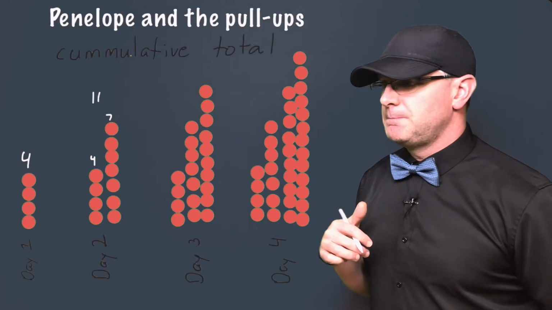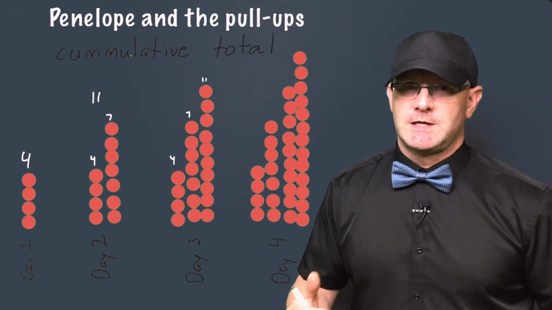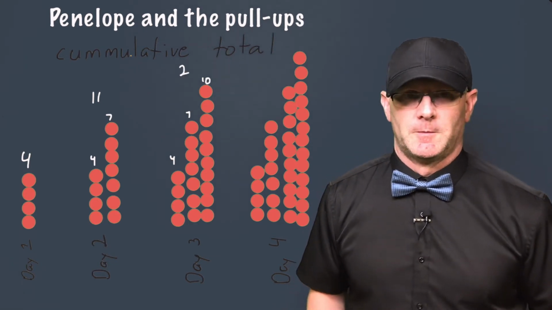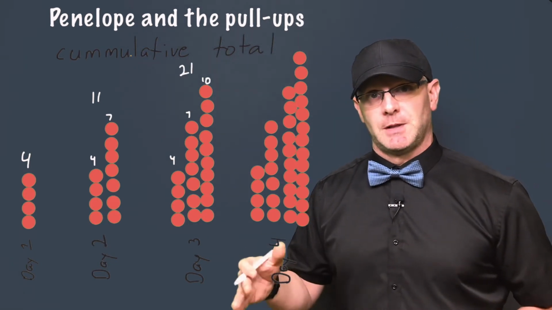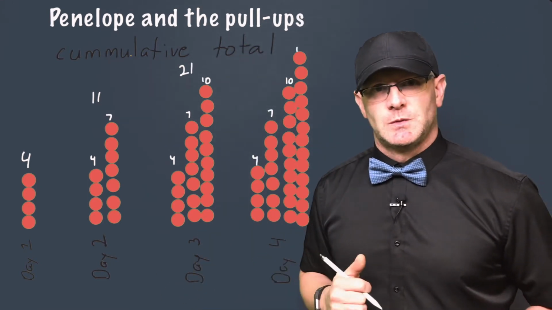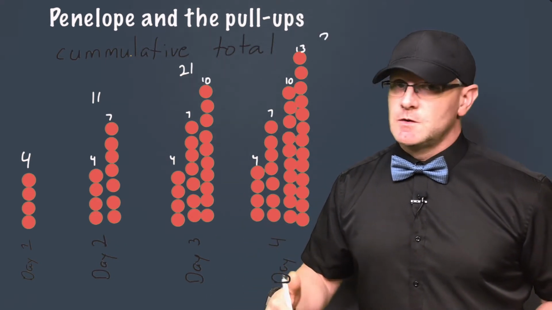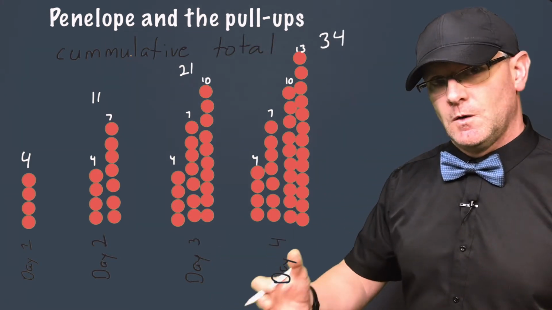So Penelope and I were doing this contest for a couple of days, and Penelope was really getting excited about this, and then she really wanted to start to brag about just how many pull-ups she had done total. I'm sorry, I said push-ups, I meant pull-ups. How many pull-ups had she done total? The first day she can say, okay, I've done 4. Second day, 4 plus the 7 that she did that day, so now she's done 11. Next one, 4 plus 7 plus the 10 on day 3, 21 pull-ups total so far.